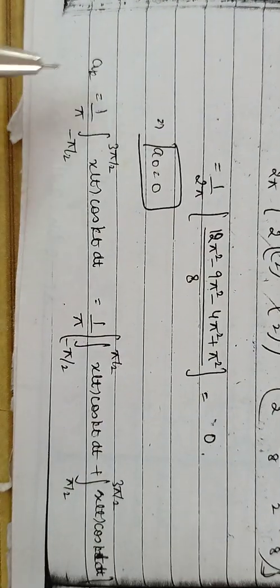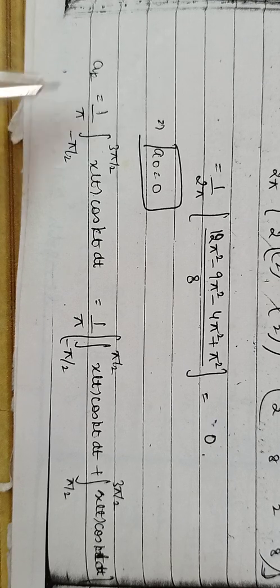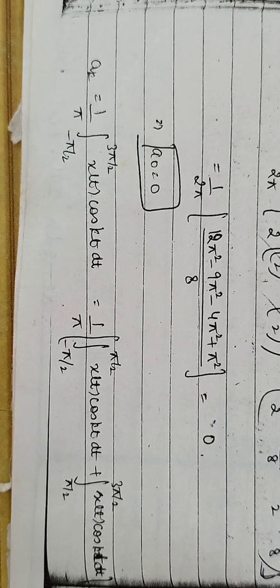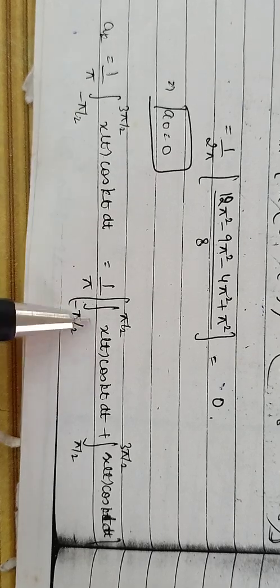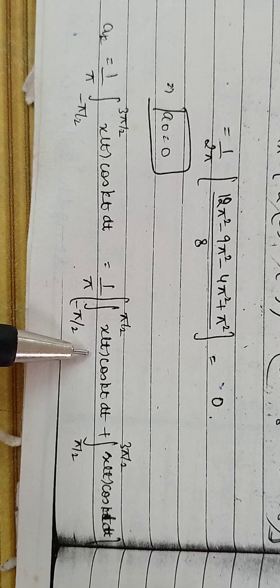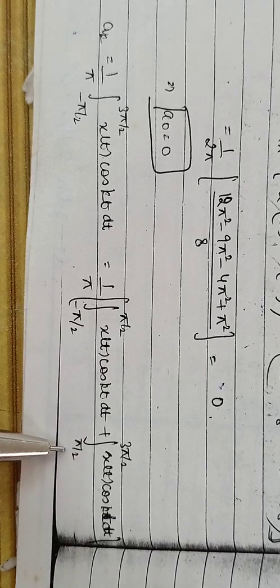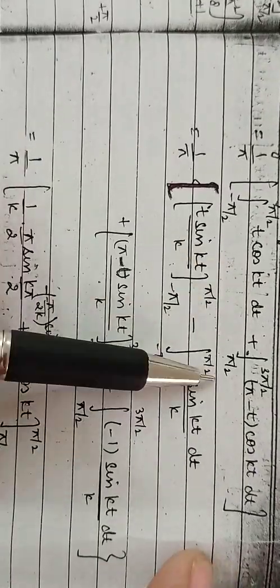Now let us find ak. By definition, ak means 1 upon pi times the integral from minus pi by 2 to 3 pi by 2 of the function x cos kt. Now substituting the value of the function x on the two intervals: from minus pi by 2 to pi by 2, the value of function x is t, and from pi by 2 to 3 pi by 2, the value of function x is pi minus t. Now we can simplify these terms by using integration by parts.